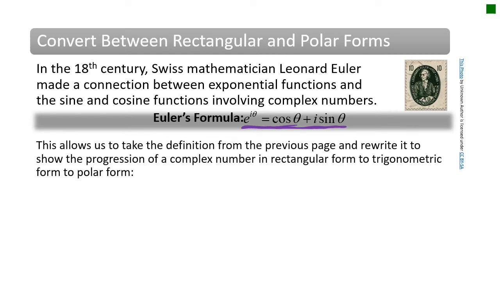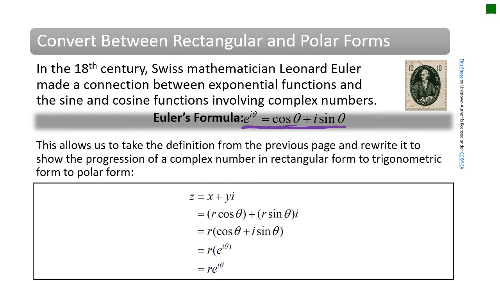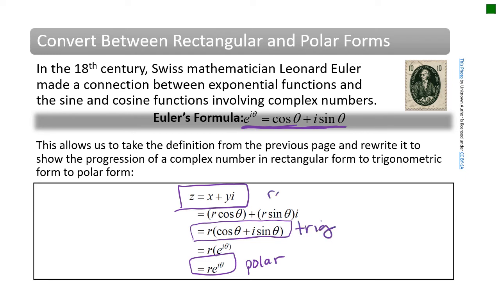So this allows us to take the definition from the previous page and write it as a progression of a complex number in rectangular form to trig form to now polar form. So notice this is polar form because we've got our i's and our thetas. So here's the rectangular form. Here's the trig form. And now here's your polar form. So polar, trig, rectangular. You can kind of see how they all go back and forth. So we're going to practice rotating between them.